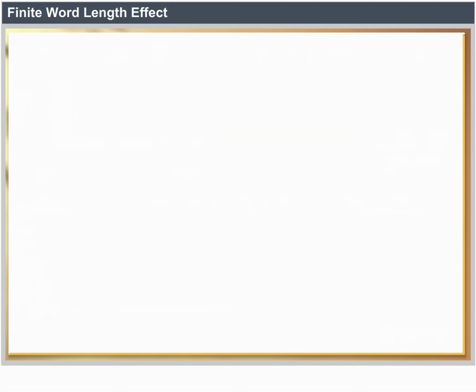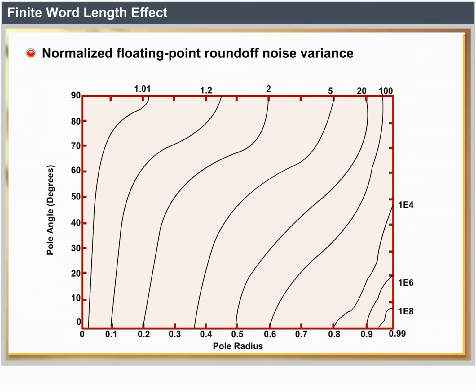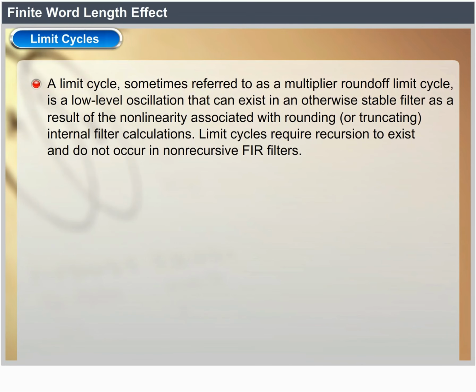Normalized floating point round off noise variance. Limit cycles. A limit cycle, sometimes referred to as a multiplier round off limit cycle, is a low level oscillation that can exist in an otherwise stable filter as a result of the non-linearity associated with rounding or truncating internal filter calculations. Limit cycles require recursion to exist and do not occur in non-recursive FIR filters.